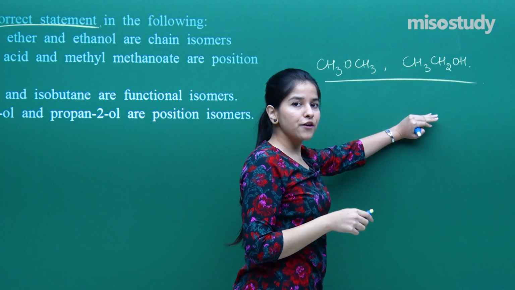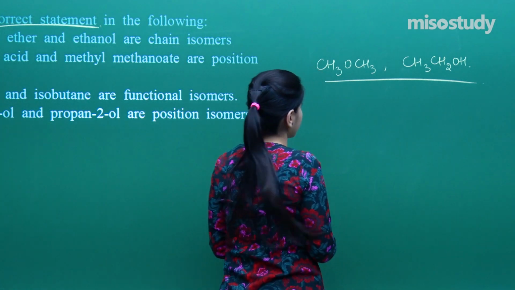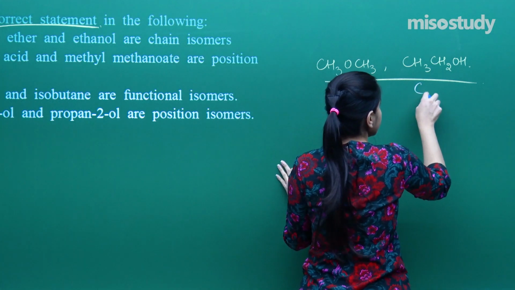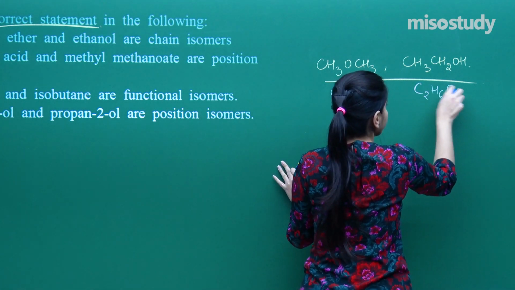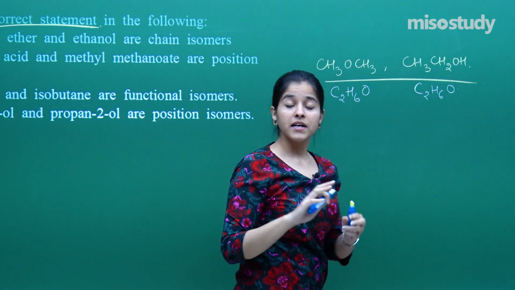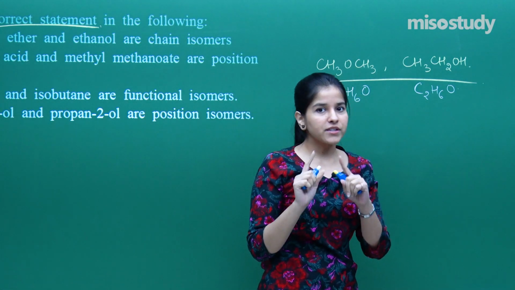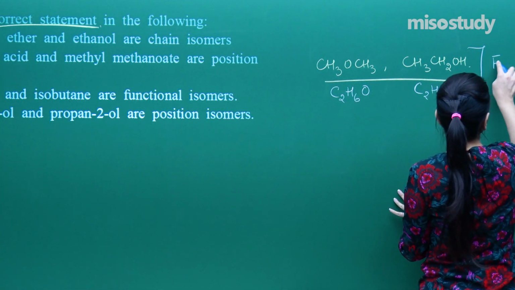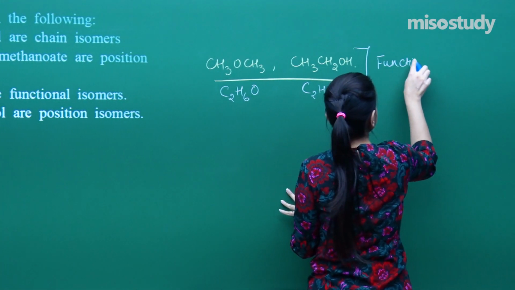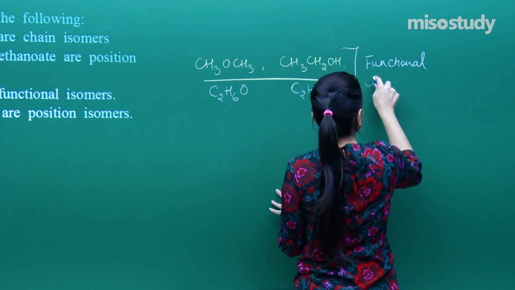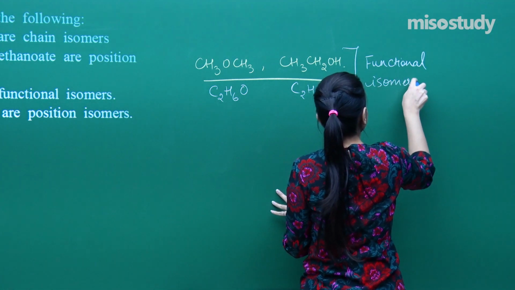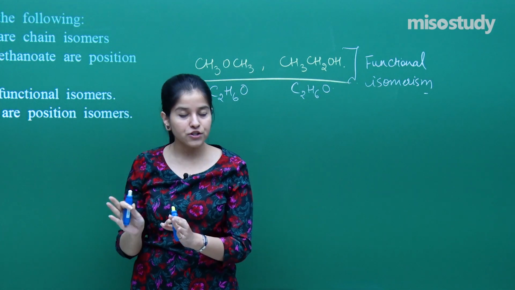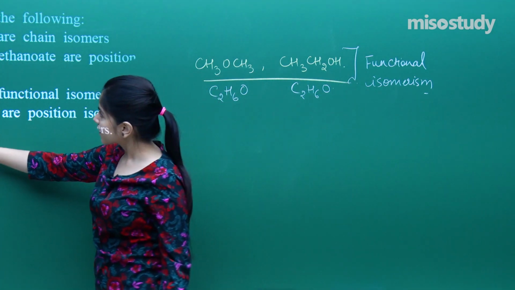Over here, if you see, the molecular formula is the same, C2H6O. But what is the difference over here? The type of functional group. So this is not chain isomerism but functional isomerism. I hope you are all able to recall the definitions for each and every type of isomerism.